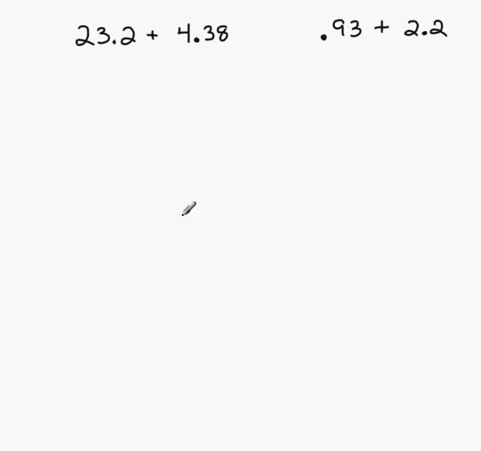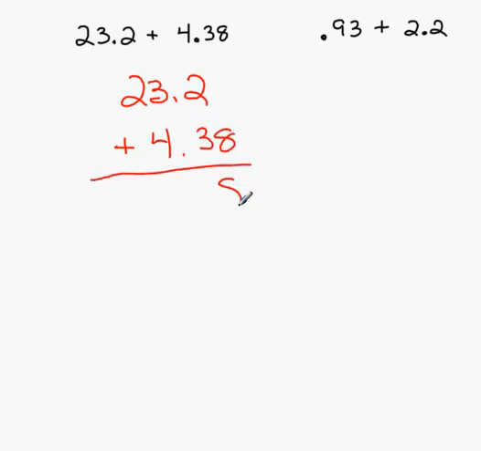What you should have done is taken them and added them or lined them up by their decimal point. 0 plus 8 is 8, 2 plus 3 is 5. Put the decimal point. 3 plus 4 is 7, and bring the 2 down. 27.58. This one, a little different, 0.93, and we're going to add to it 2.2.